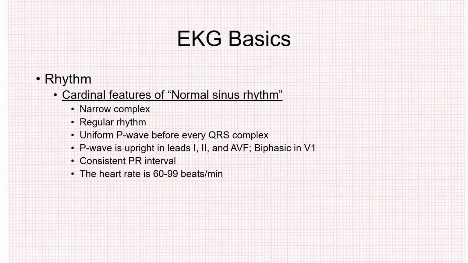Some cardinal features of what would be a normal sinus rhythm would be narrow complex, a regular rhythm, like I said, uniform P waves before each QRS segment, the P waves upright in leads 1, 2, also AVF. A lot of times it's biphasic in V1, and then a consistent PR interval, and then the heart rate being normal between 60 and 99 beats per minute. So these are all features of a normal sinus rhythm.